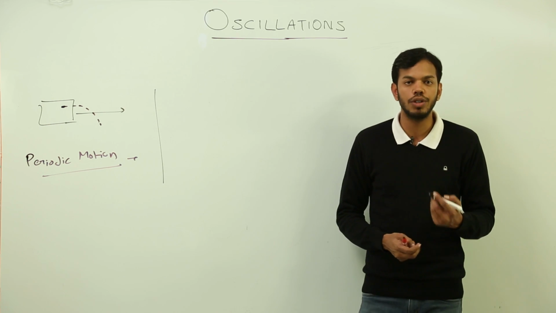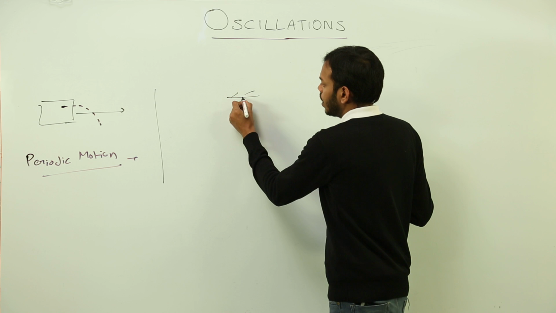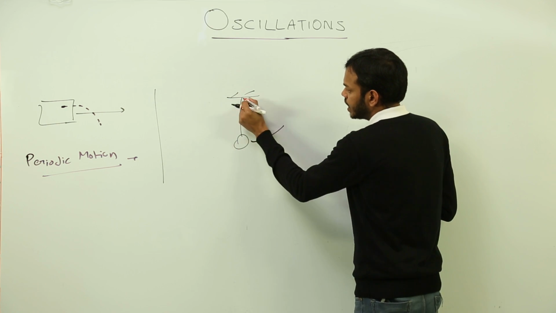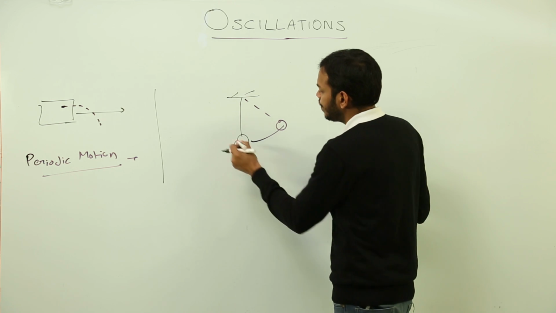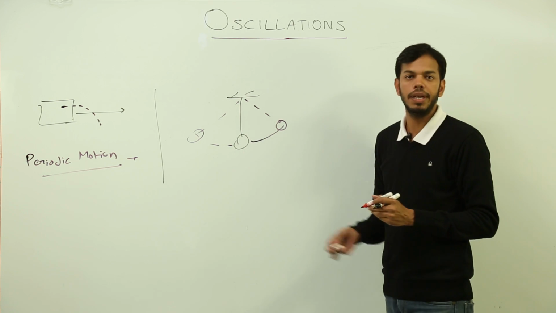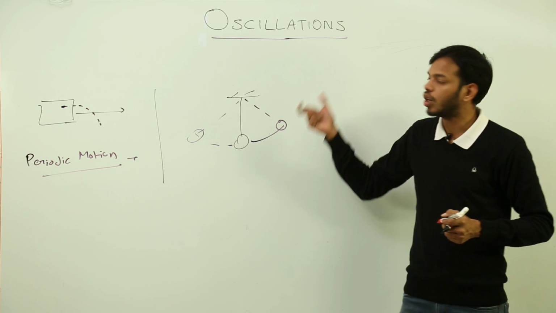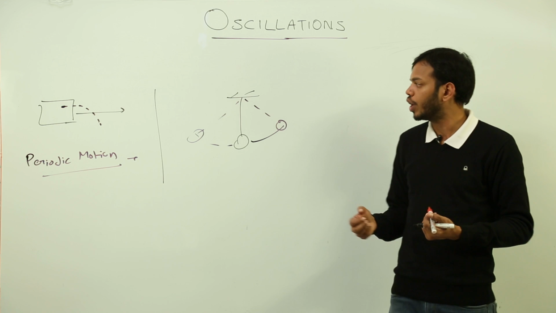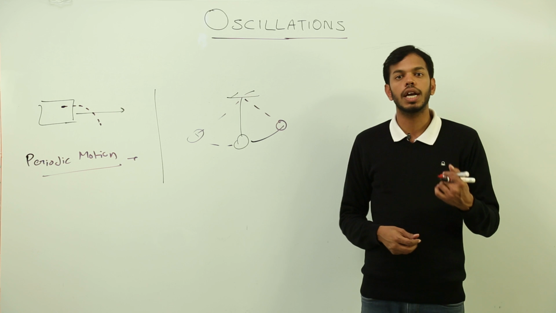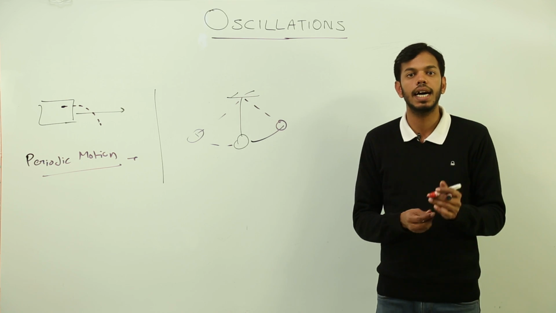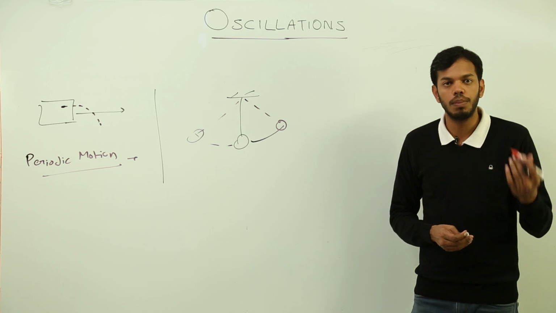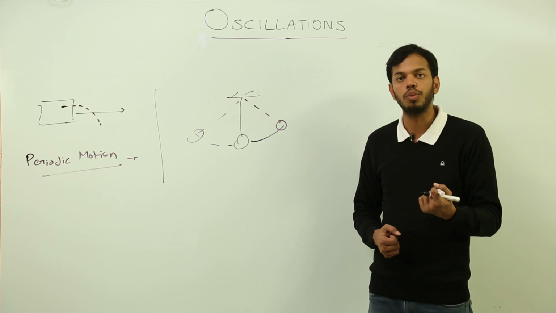Consider the motion of a pendulum. If I pull it by some distance, let it be an arbitrary position, it will keep its motion to and fro about the mean position. So these types of motions are called oscillatory motions. So what are oscillatory motions? Oscillatory motions are those motions which are repeated after a regular interval of time, but they are always centered towards a mean position. The motion is always performed towards a mean position.